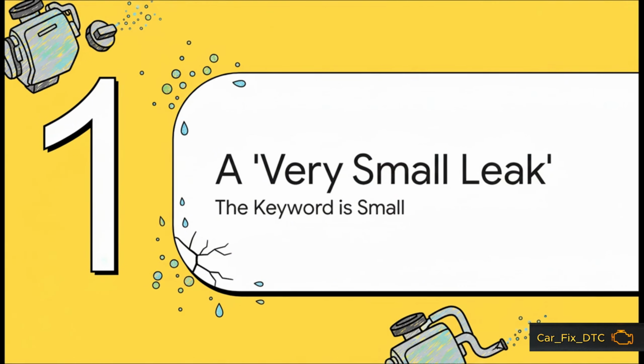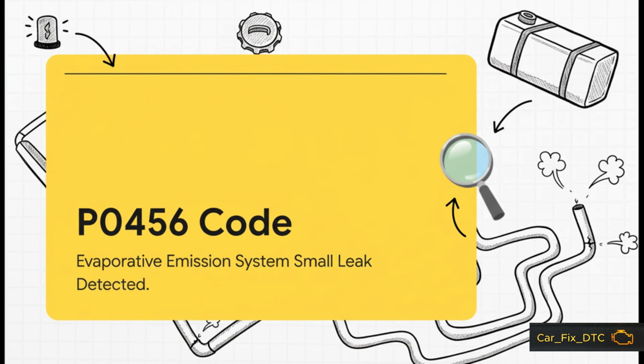All right, so what is your car's computer actually trying to tell you with this code? The official name can sound a little intimidating, but the key word to remember here is small. And I mean very small. Okay, here's the official jargon. P0456 stands for Evaporative Emission System Small Leak Detected. In plain English, it just means your car ran a self-test on its emission system and found a tiny leak somewhere. So take a breath.